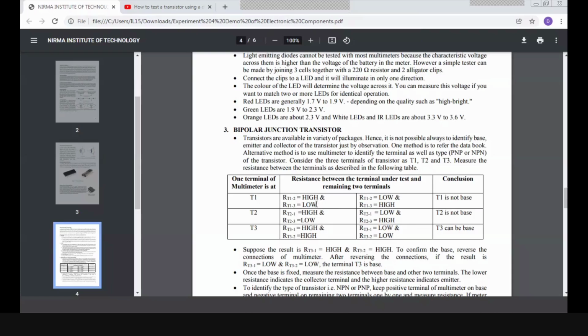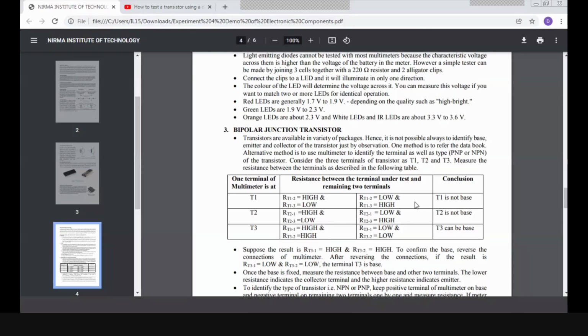So if you are getting high low, or low high, it cannot be a base, right? Either T1-2 is high, or T1-3 is high, or T1-3 is low, or T1-2 is low. It means you will get one combination as high and one combination as low, so it cannot be a base.